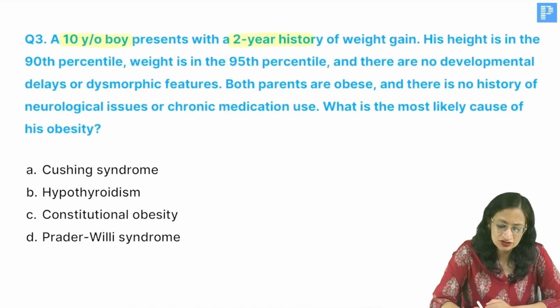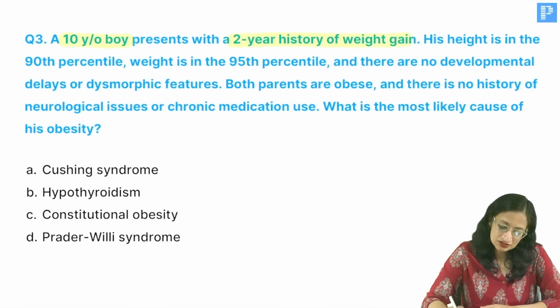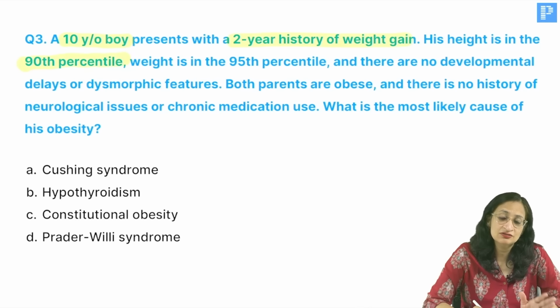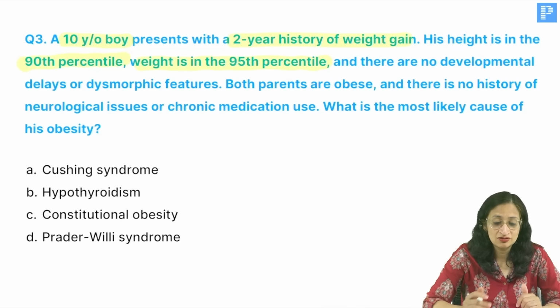Now, moving on to the next question, what we have here is a 10-year-old boy who presents with a 2-year history of weight gain. His height is in the 90th percentile. So the height is pretty good. 90th percentile means good height gain. Weight is in the 95th percentile. So weight is also too much, right?